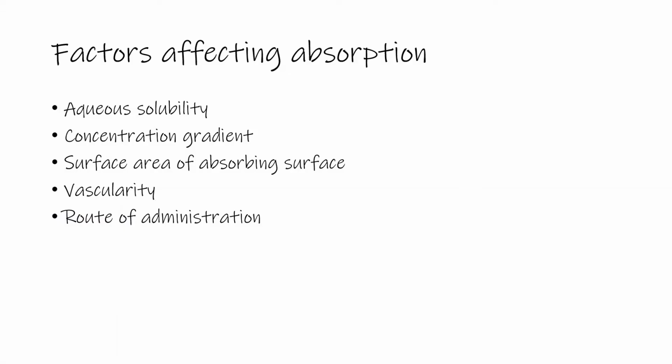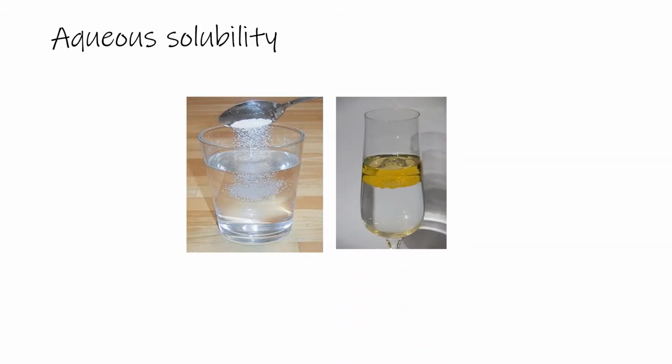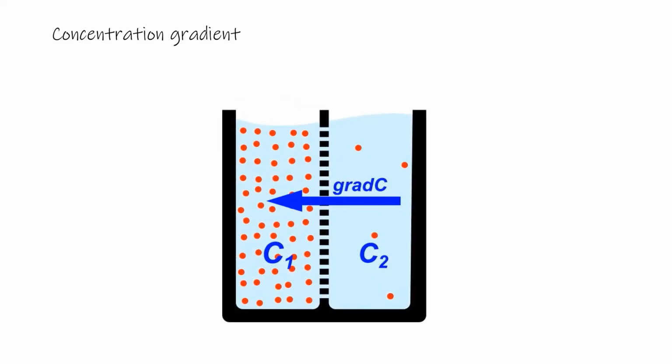Factors affecting absorption include aqueous solubility, concentration gradient, surface area of absorbing surface, vascularity, and route of administration. So let's get into the details. Aqueous solubility: whether the drug is soluble in water or lipids determines its solubility. Next is concentration gradient. If two different compartments have a different concentration, then particles will move from higher concentration to low concentration. Then, surface area of absorbing surface.